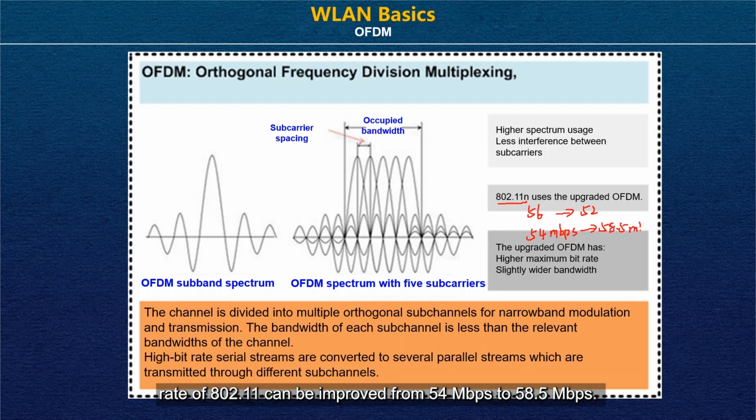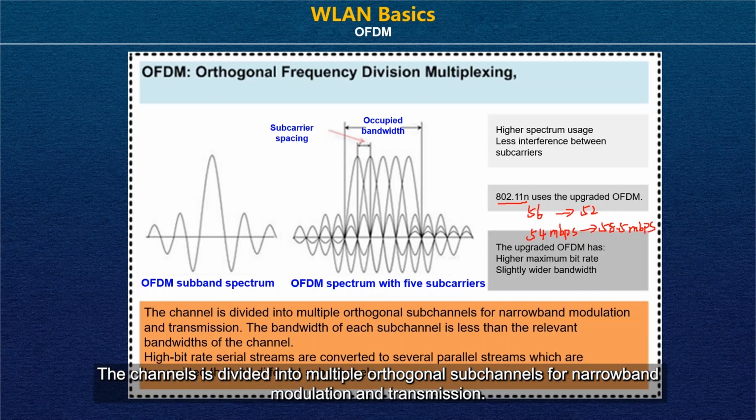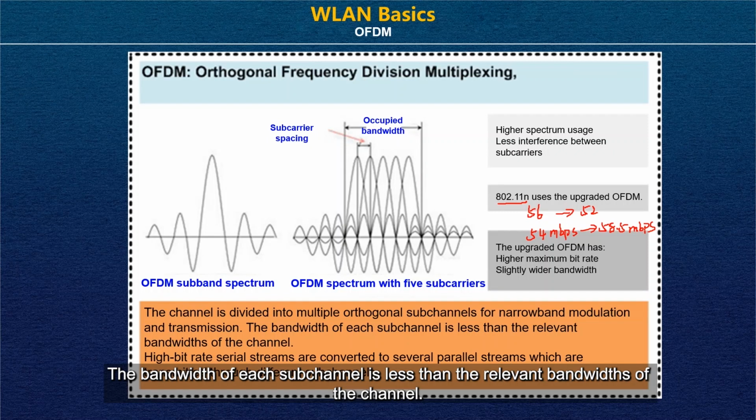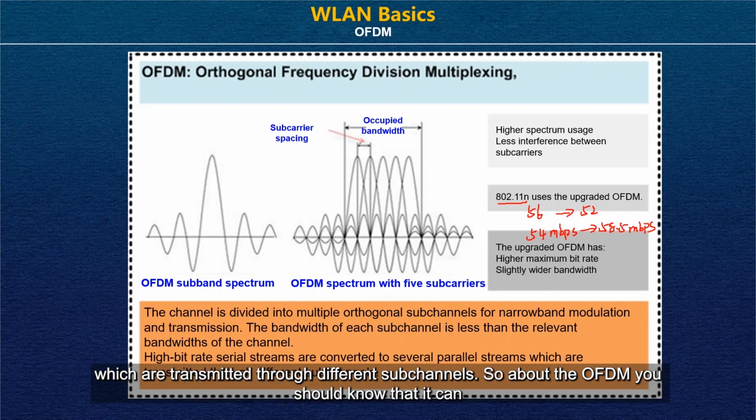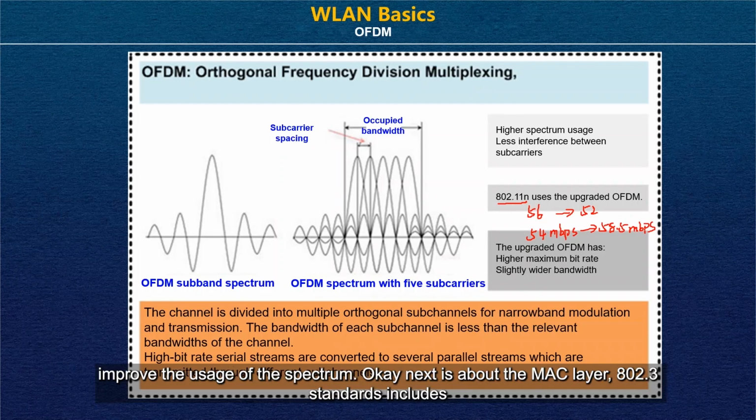58.5 Mbps. The channel is divided into multiple orthogonal sub-channels for narrowband modulation and transmission. The bandwidth of each sub-channel is less than the relevant bandwidth of the channel. And the high bit rate serial streams are converted to several parallel streams, which are transmitted through different subchannels. So about the OFDM, you should know that it can improve the usage of the spectrum.